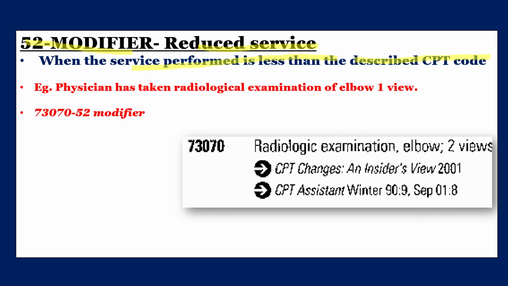For example, the physician has taken a radiological examination of the elbow, one view. So you can see here 73070. You can see the code description: radiological examination, elbow, two views. In this procedure, they have given two views, but the physician has taken only one view. In that case, as it is a reduced service, instead of two views, he has taken only one view. So we should append 52 modifier to 73070. It is a reduced service.